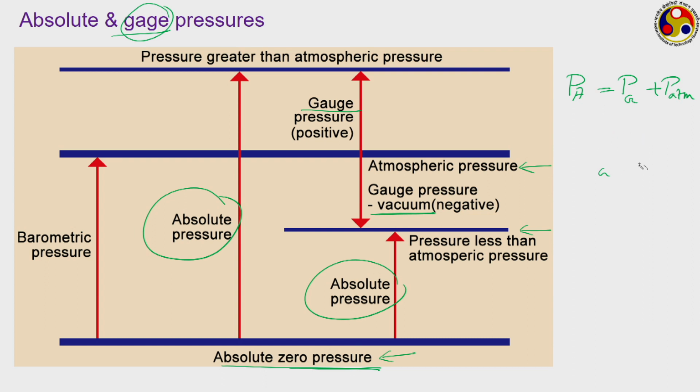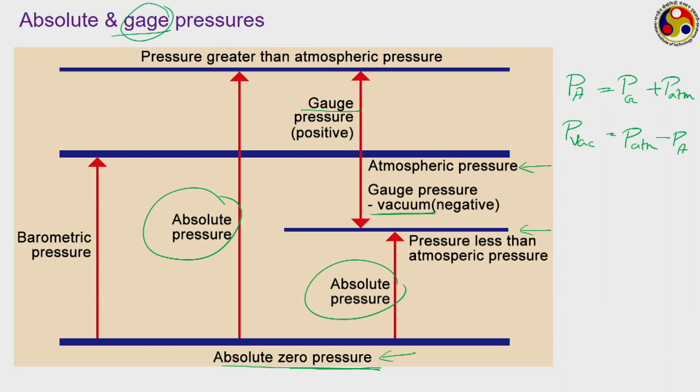Vacuum pressure, the term vacuum pressure we use only when we are talking about an absolute pressure lower than atmospheric pressure. In that case, this vacuum pressure is defined as P atm minus P absolute. It recognizes the fact that the absolute value of pressure is lower than atmospheric pressure, so that we get a positive value of this vacuum pressure.